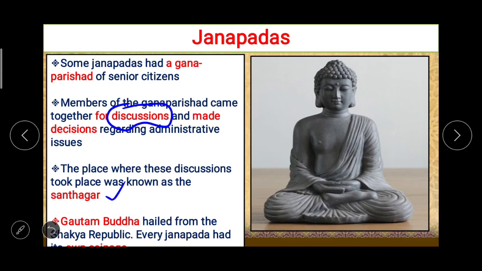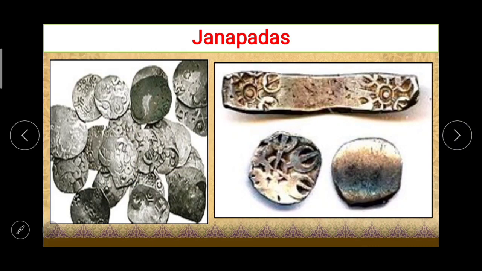So in the Gana Parishad, senior citizens, the people who took decisions, played an important role in maintaining the republic system of that particular Janapada. Gautam Buddha hailed from the Shakya Republic, and every Janapada had its own coinage that you can see here on the screen, coinage of that particular Janapada.